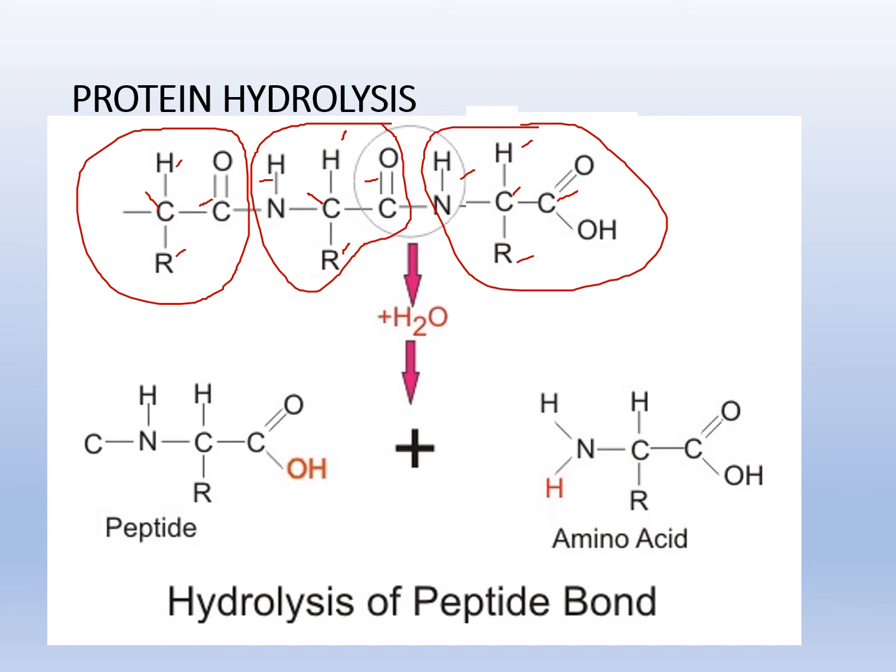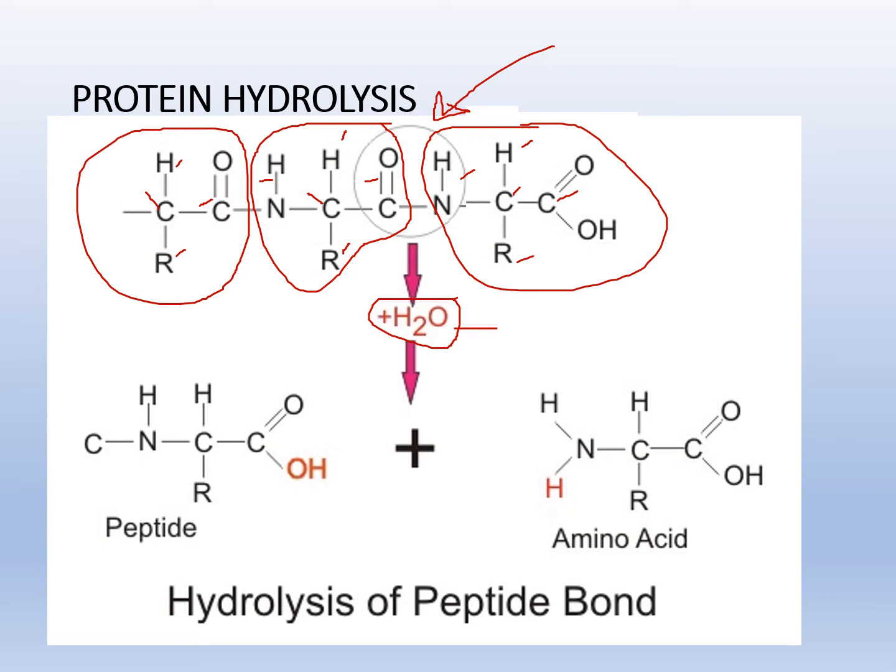Now, in hydrolysis, there is actually a usage of water. So we use a water molecule in order to break the proteins. Aside from the water molecule, we are also using chemicals, for example acid, base, or we're also applying heat in order to somehow initiate the breakage of the peptide bond.